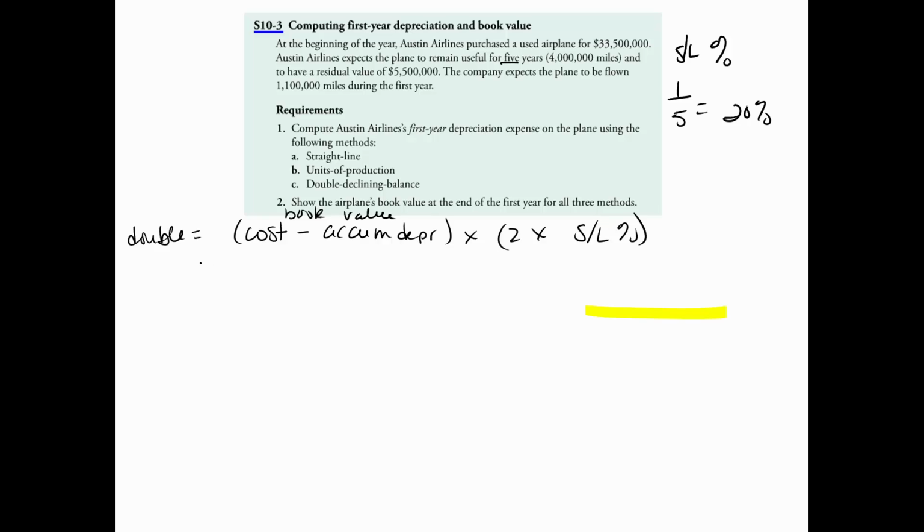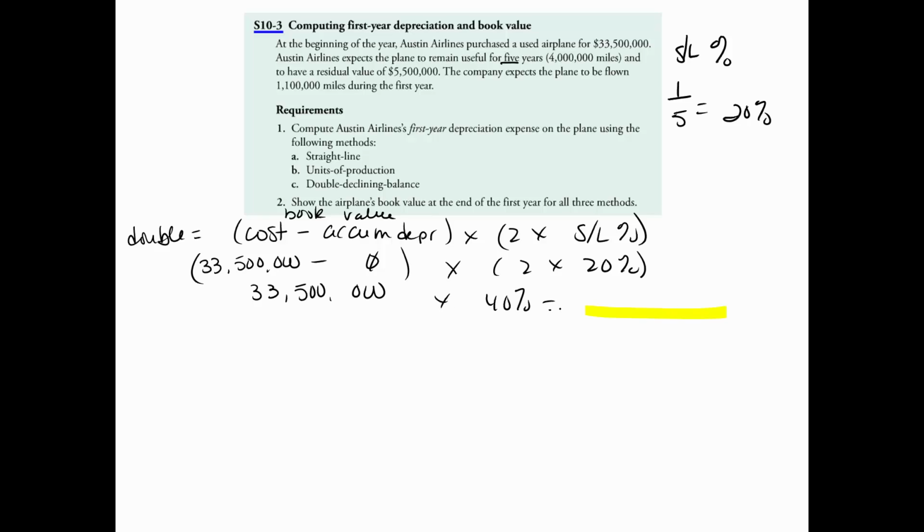So the cost is 33.5 million minus the accumulated depreciation, which in this case is 0 because I haven't done any yet, right? Times 2 times the straight line rate, which was 20%. So I've got 33.5 times 40% equals 13.4 million, my depreciation expense in year 1.